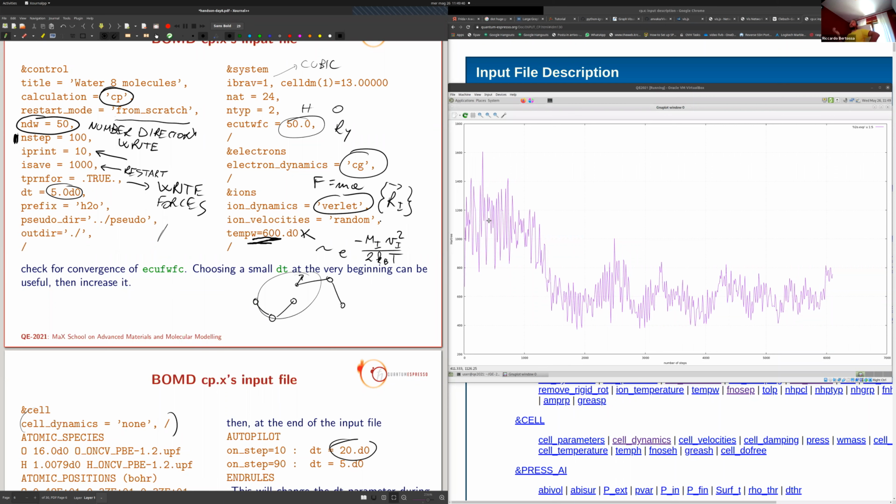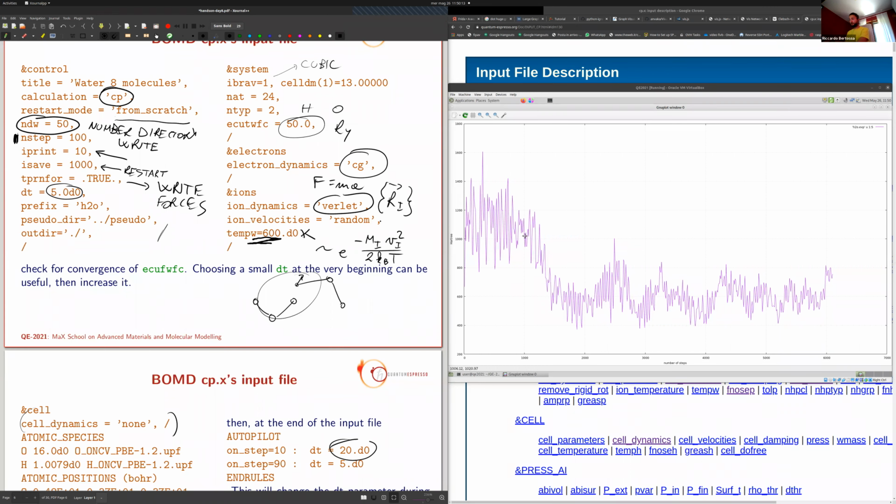Why? Because, as I said before, the initial state was guessed randomly. So apparently it was a configuration where there was too much potential energy. So when I started the Verlet algorithm, the system took all this potential energy and it went into kinetic energy, so temperature. Then I switched on the thermostat at this point.